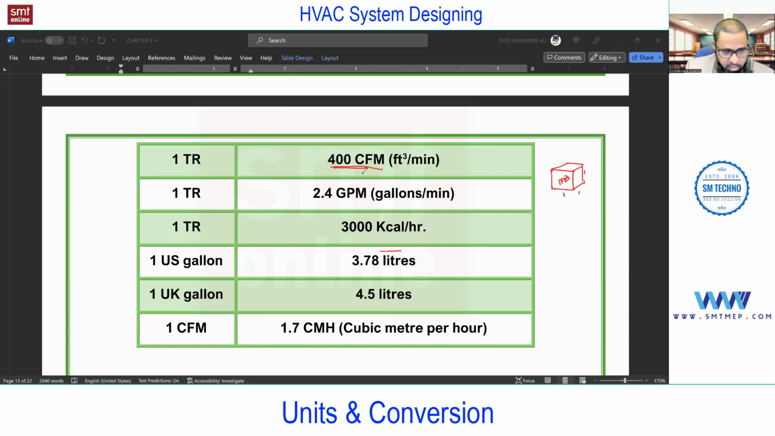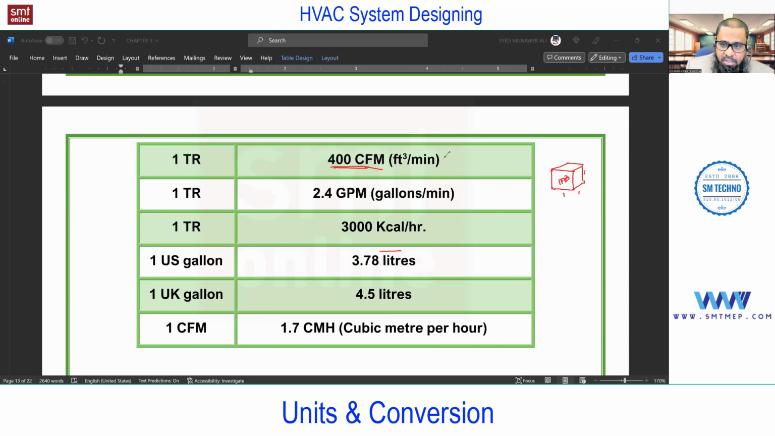So from an interview point of view, or as a standard, we consider 1 TR equal to 400 CFM. It means if you want to get 1 ton of cooling effect from a standard split unit, the flow rate of the air thrown from that unit is 400 cubic feet per minute. This is standard, not fixed like 12,000 BTU per hour. At the time of calculation, you'll get the exact value with the tonnage when we deal with the load calculation.